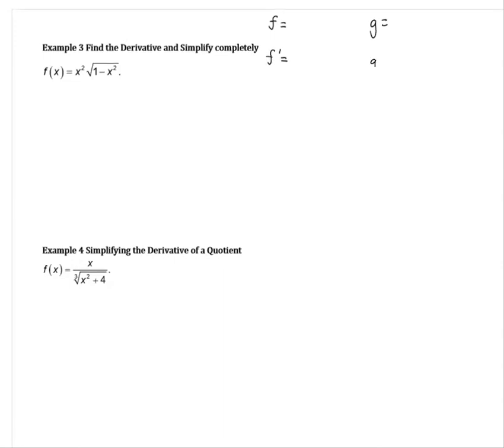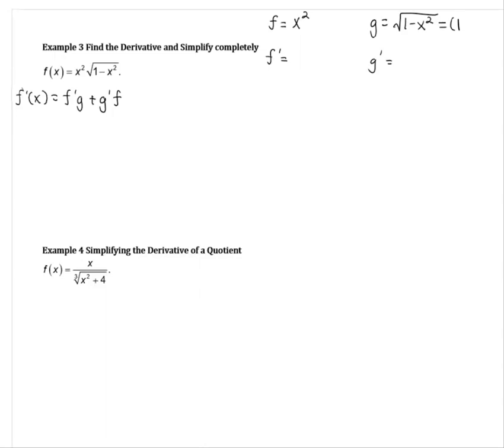So we need to identify f, and we need to identify g. We'll find f prime, and we'll find g prime, because the product rule tells us that our derivative, f prime of x, is going to be f prime g plus g prime f. And please do not confuse this f, which is the original function, with this f, which is going to be the first factor from our product, x squared. And then our g will be the second factor, 1 minus x squared.